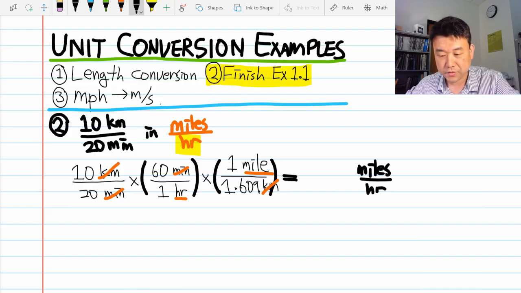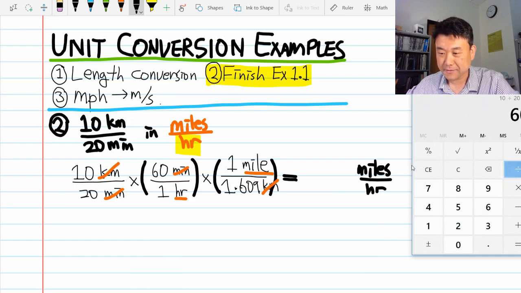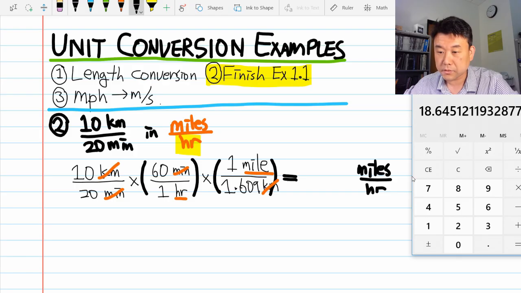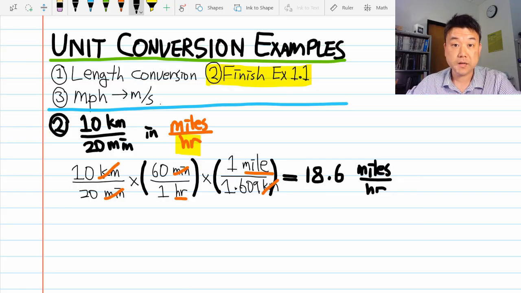For the numbers I have to use calculator again. So it's 10 divided by 20 multiplied by 60 divided by 1.609, and that's equal to 18.6 miles per hour. Alright, that was easy enough.